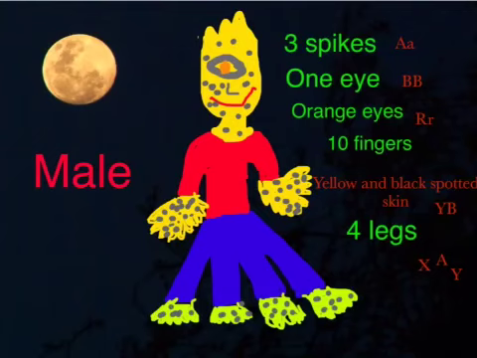He has 10 fingers, okay? He has yellow and black spotted skin, which is a codominant trait, so I'll let my genotype be capital Y, capital B. And he has 4 legs. And instead of using the fingers, I actually use the number of legs as the sex-linked trait. So his genotype is X, big A, Y. So there's my male. Then for whatever you create, you also have to have a female.